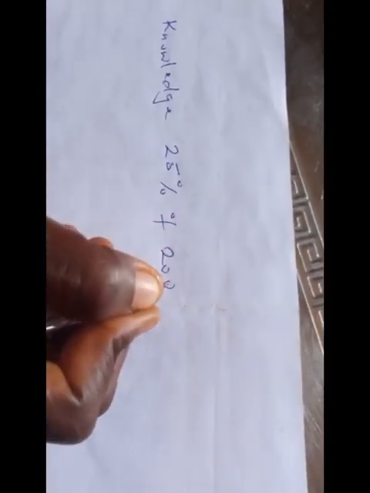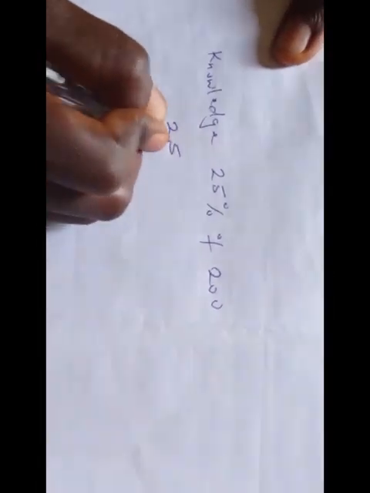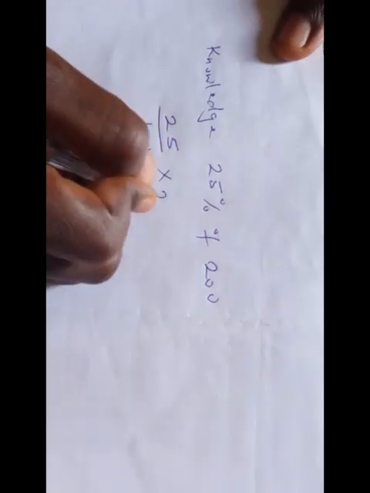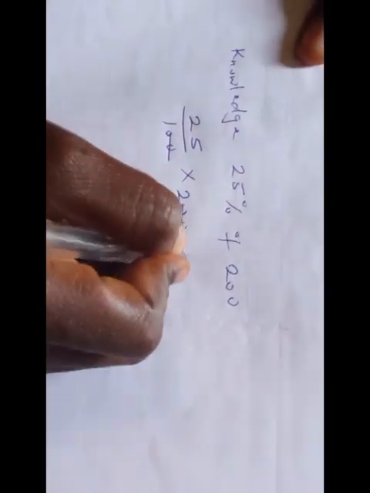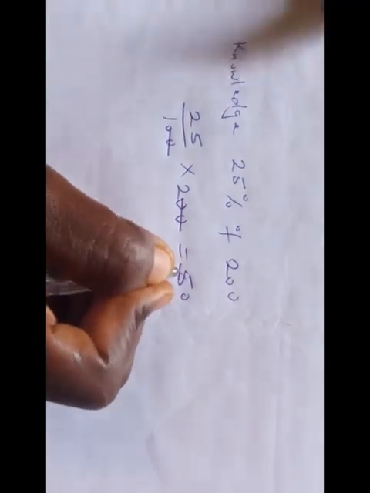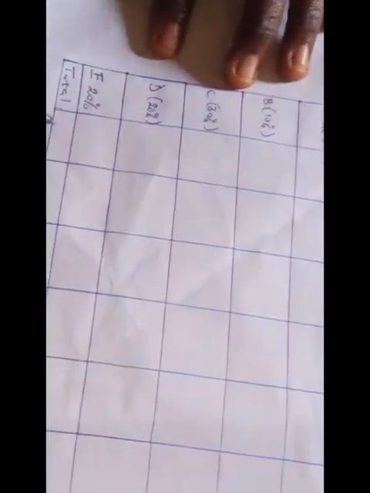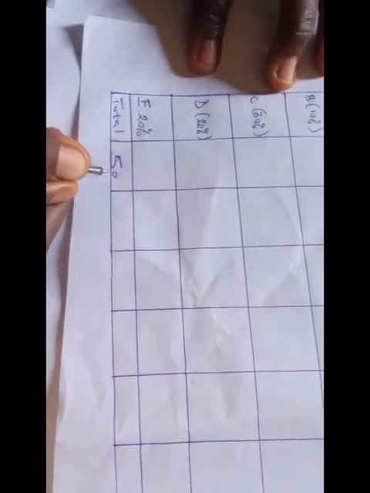Firstly, we have to get 25% of 200. Now let's start. Total is 200, so that is 25 over 100 times 200. This 0 cancels this 0. That means we have 50. That would be our answer for knowledge. We're going to write it under here, 50.